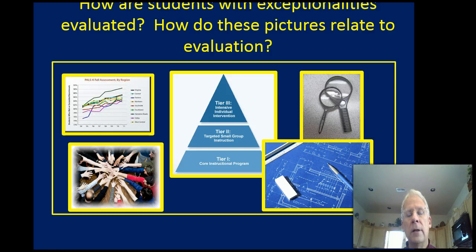That's a good model to depict the components of RTI. And bottom right, we see that there's a blueprint. When we're working with students that are at risk or have special needs, we want to have a plan. We want to know where we're going. We want to have a blueprint.